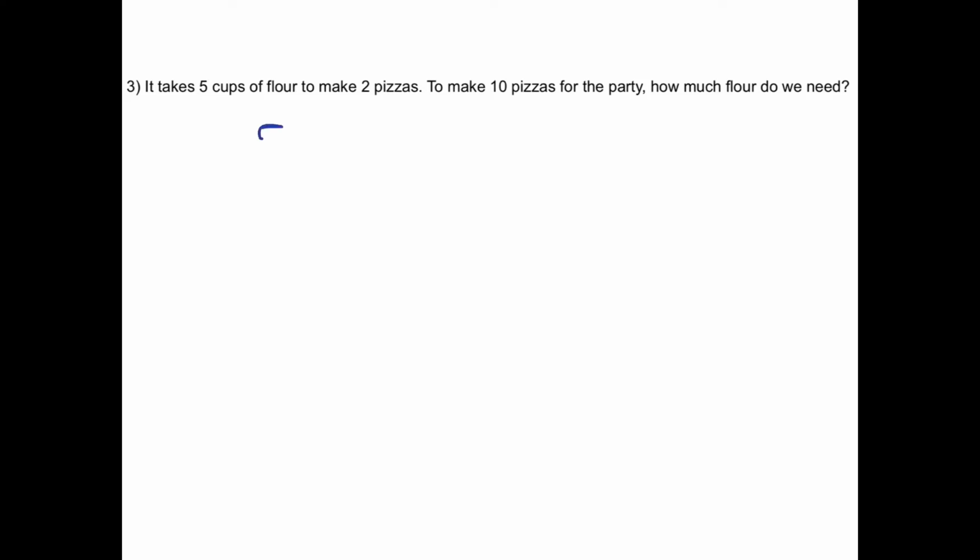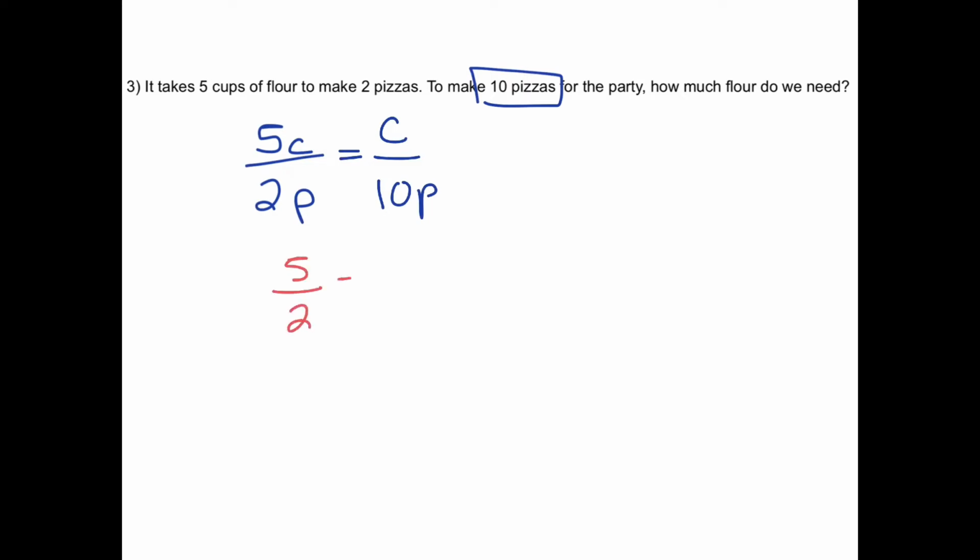So it takes 5 cups of flour to make 2 pizzas, and I like to put just a little label next to it. This is not multiplication. It does not mean 5 times C, it does not mean 2 times P. This is just labeling 5 cups to 2 pizzas, and then that's going to equal, well, the 10 is my label on pizzas, so that's going to equal so many cups for 10 pizzas. Just to clarify, I'm solving 5/2 equals C over 10.